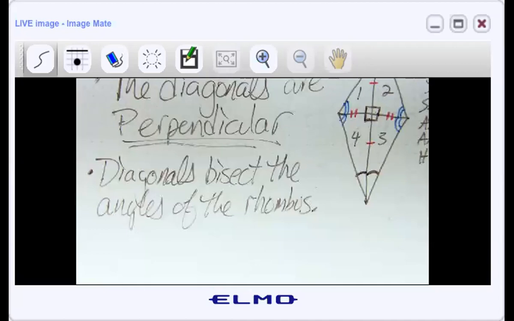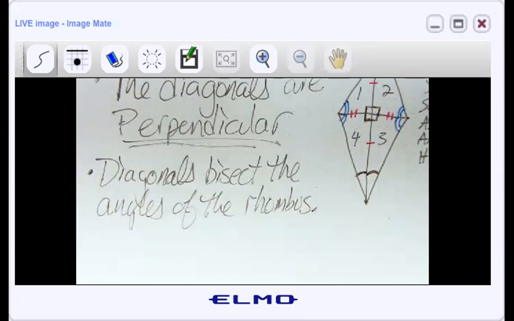Okay, does anybody have any questions so far? No? All right, so I'm going to try and put this all together. So I'm going to draw for you a rhombus, and I'm going to give you just a little bit of information and see if you can find the rest.